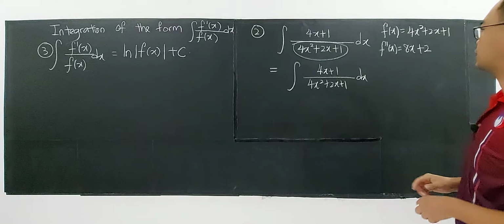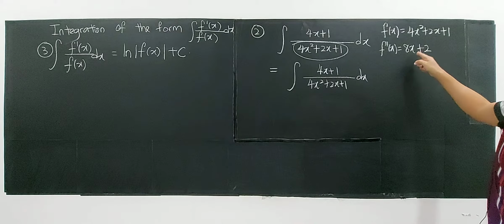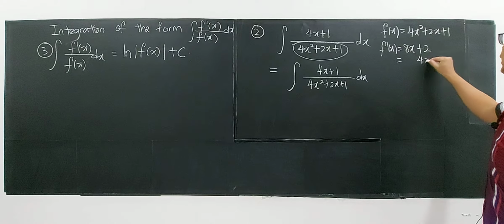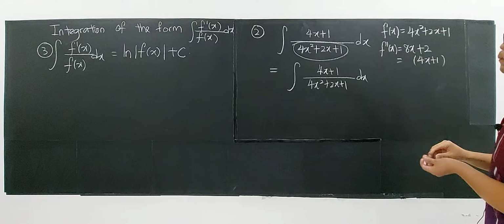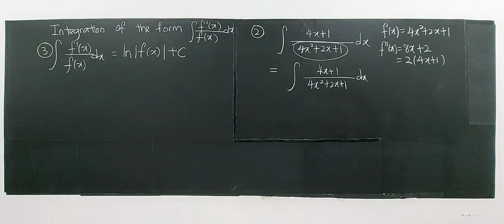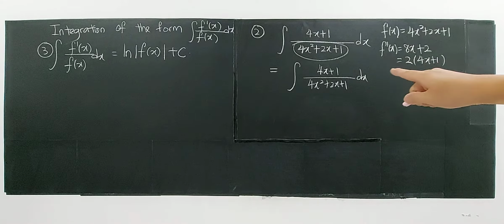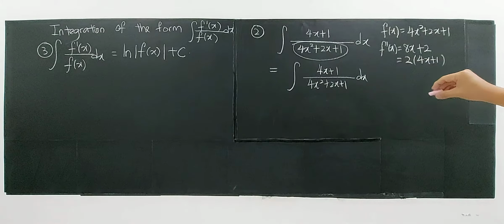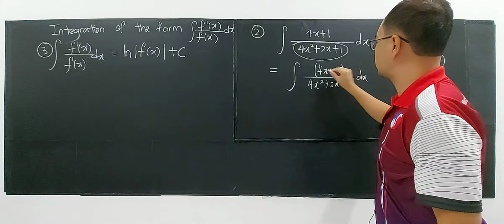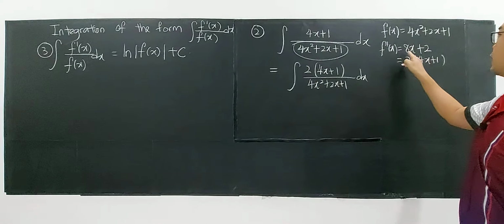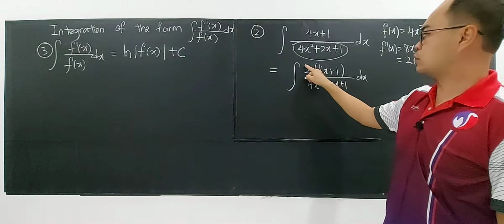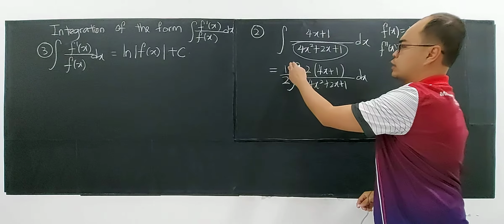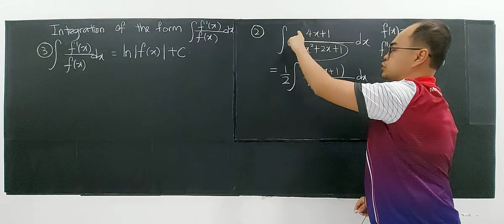Everything is about balancing. Here you have 8x plus 2, and 8x plus 2 is 4x plus 1 multiplied by 2. So in order to use that formula, I have to multiply this by 2 so that I get 8x plus 2. If I put 2 here, I have to balance it back with 1 over 2, because 1 over 2 multiplied by 2 gives back the original.